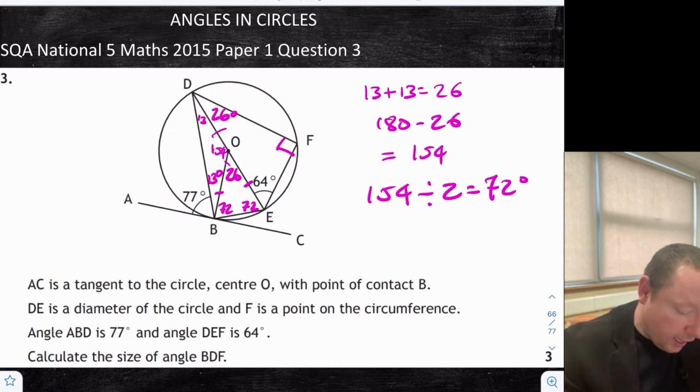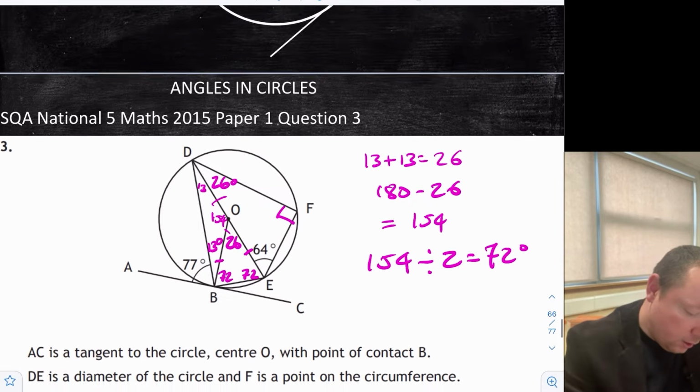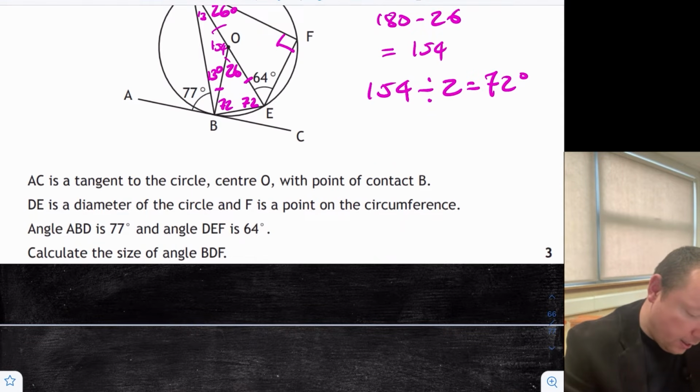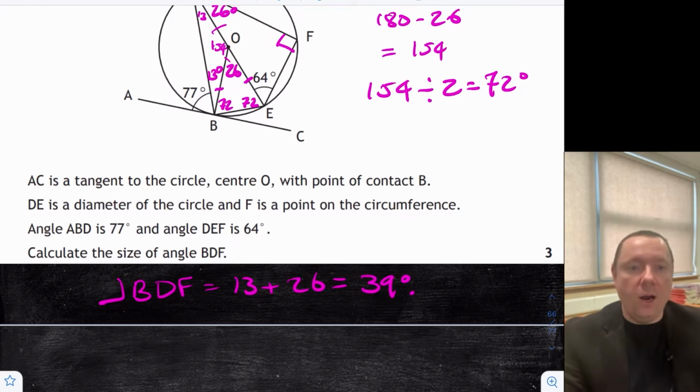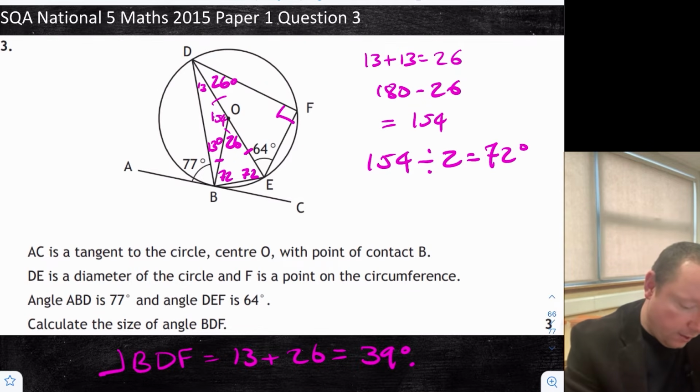And then we'll just check what it's asking for. BDF, B to D to F. So these two together. And then just write a little statement. Angle BDF equals 13 plus 26, which equals 39. Now going by the official mark scheme, you get a mark for getting 13 and a mark for getting 26 and a mark for adding them up.